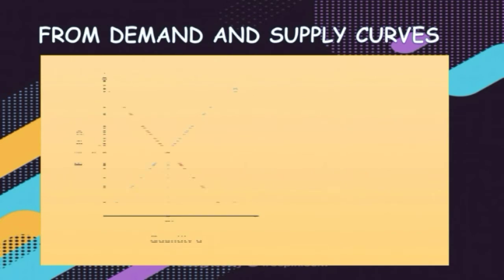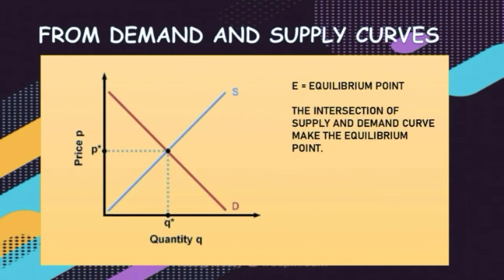Now, let me continue with how to determine equilibrium price and quantity from the demand and supply curve. From what we can see, the intersection of the supply and demand curves makes the equilibrium point, and from that we can get the equilibrium price and quantity by extending the equilibrium point to the y-axis and x-axis. So we can get the equilibrium price and quantity from that.